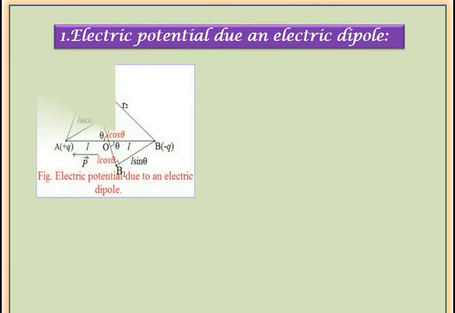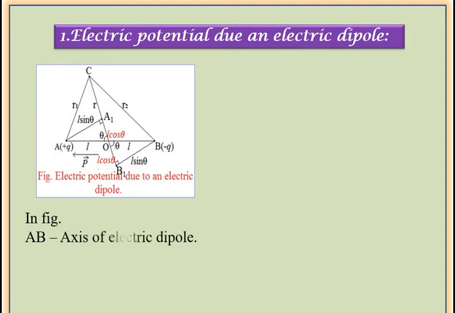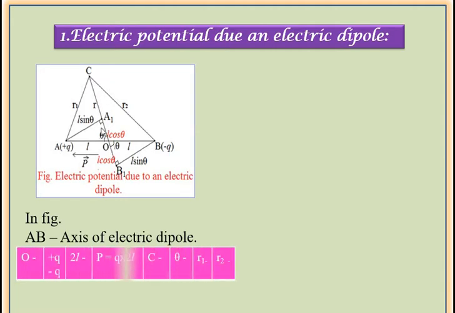See the diagram for the electric dipole. In figure, AB is the axis of a dipole. O is the center of the dipole. Plus Q charge is placed at point A, minus Q charge is placed at point B. 2L is the dipole length and the electric dipole moment P is given by the relation P equal to Q into 2L.